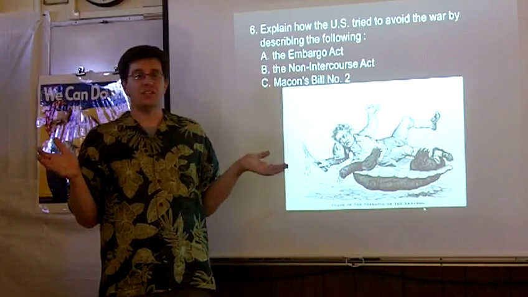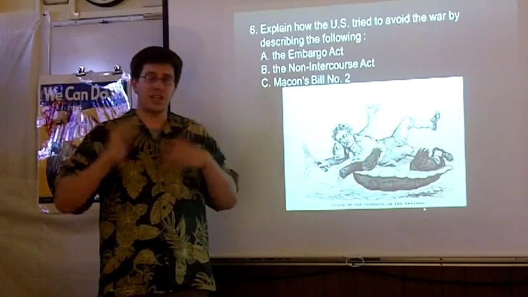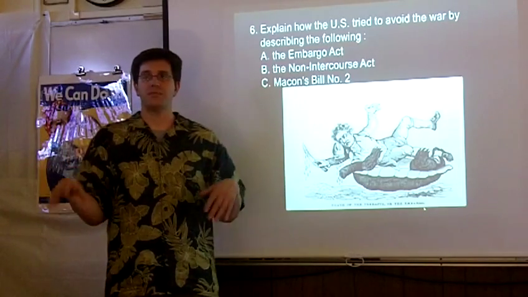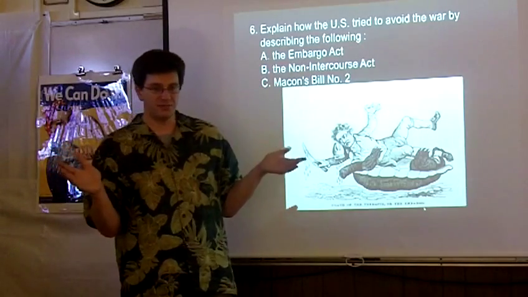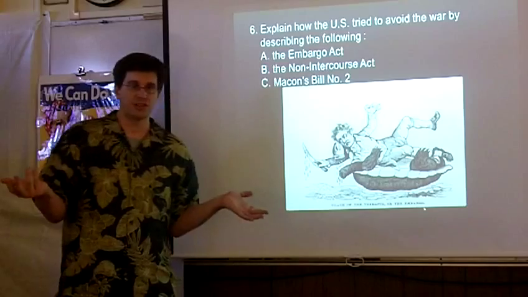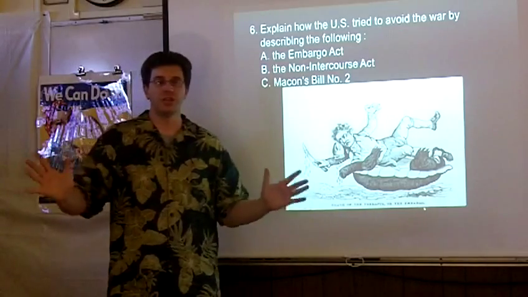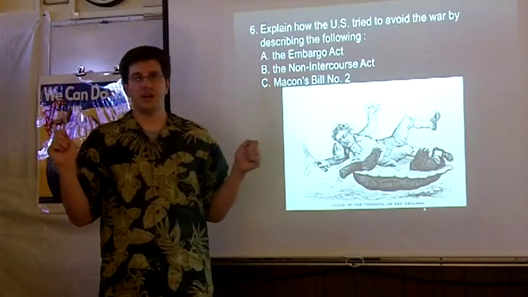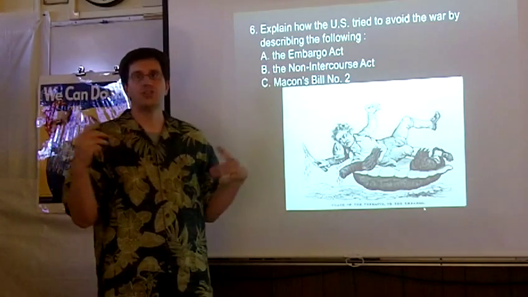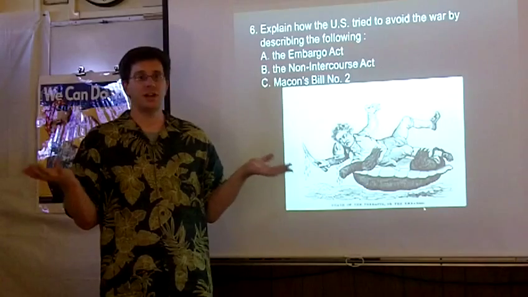Finally, in 1810, Congress cancels the Non-Intercourse Act and passes Macon's Bill No. 2, which is kind of like the Declaratory Act by the British. It says, okay, trade is open again with the world, but the president has the authorization, if he has to, to cut off trade at any one time.